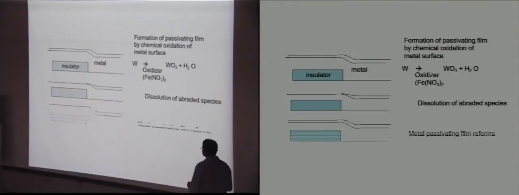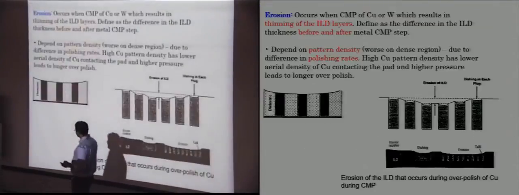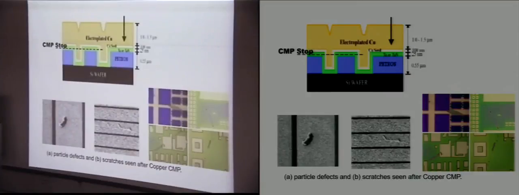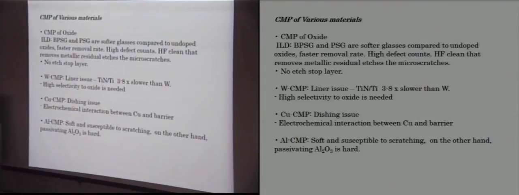So we talked about the chemistry of chemical mechanical polishing, we talked about the problems of chemical mechanical polishing, and we talked about how we need to consider the different layers that we are polishing when we are trying to complete the chemical mechanical polishing. Okay, so these are the kinds of factors that are important.